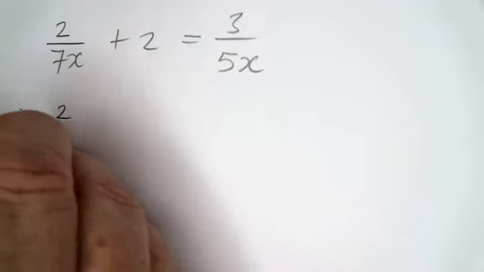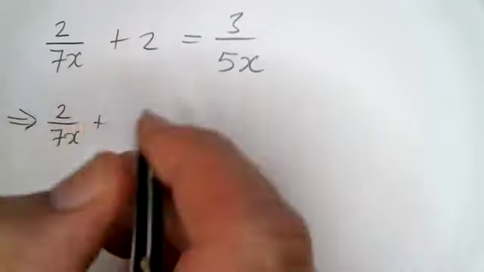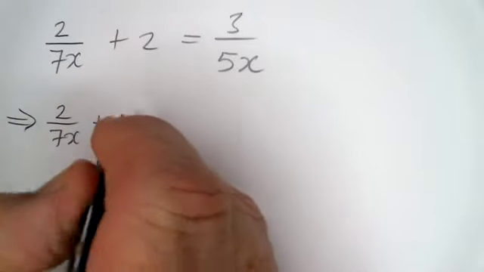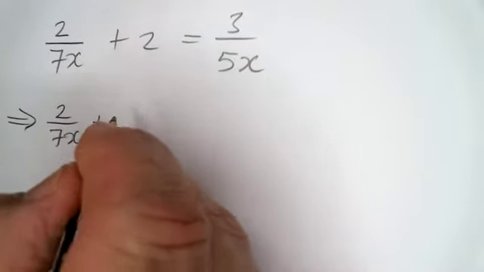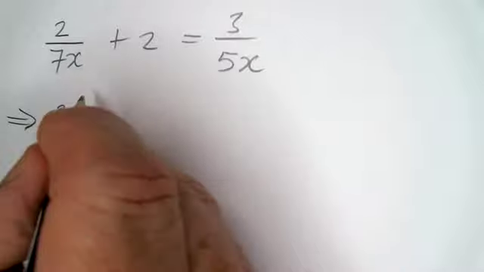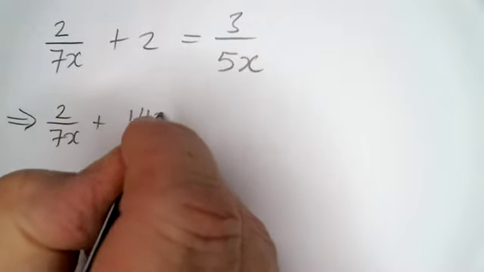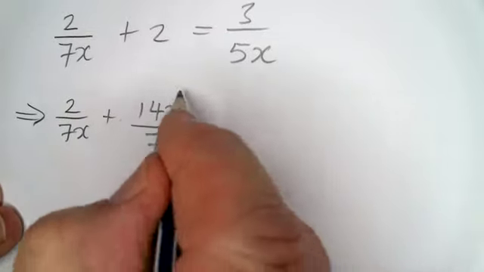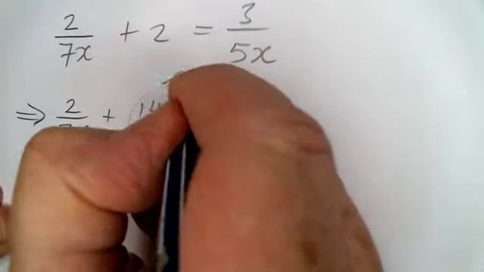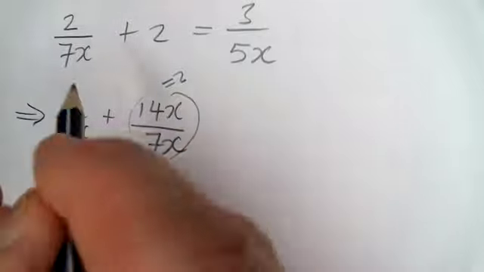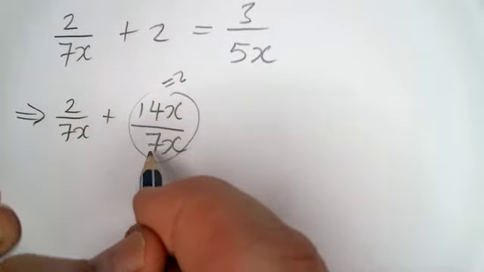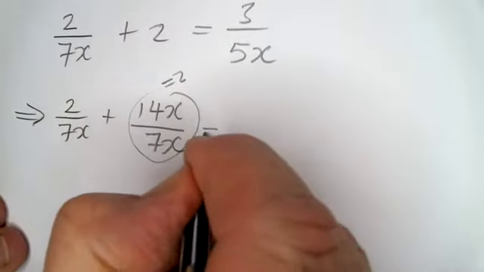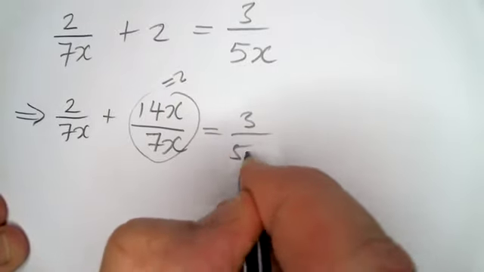So I've already got 2 over 7x here. Now this 2 is not over 7x, so if I multiply the 2 by 7x, in other words, 7x times 2 is going to be 14x over 7x. This is, in fact, equal to 2. So all I did was multiply the 2 by 7x, and now I've got 14x over 7x. I've actually got the same thing. It's equal to 3 on 5x.